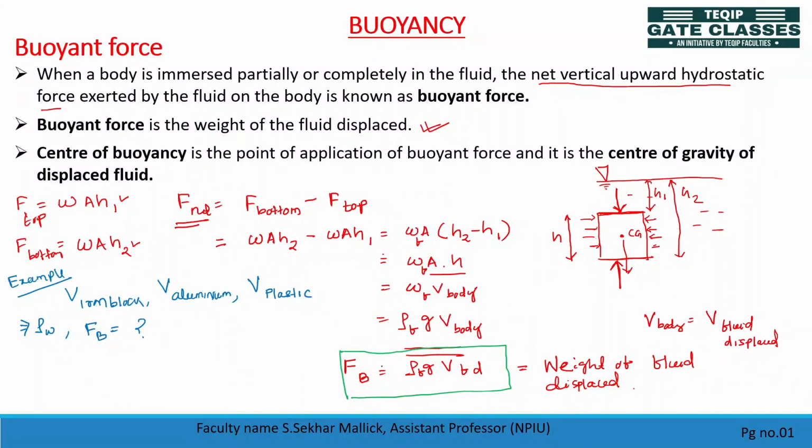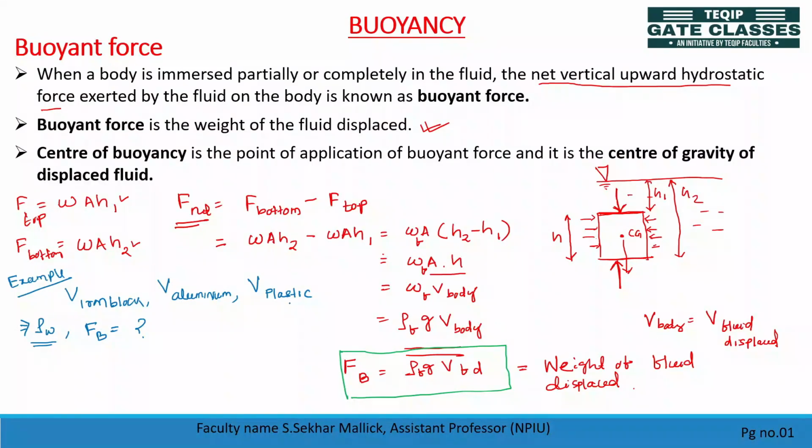See here, buoyant force depends on density of fluid and volume of fluid displaced. Okay, so volumes are equal, which means it will depend only on fluid density, and we are placing them over water only. The density of water is constant, so buoyant force will be the same for all these cases, for iron block, aluminium block and plastic block.